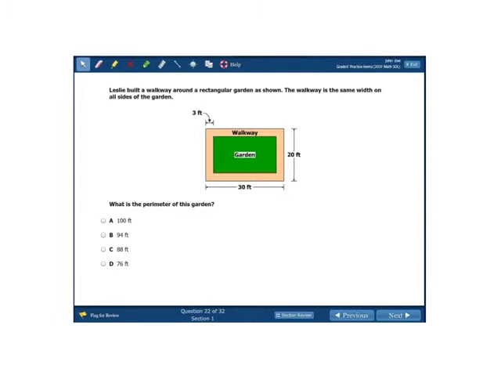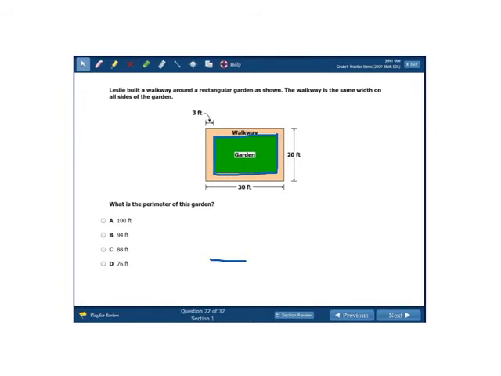Okay, Leslie built a walkway around a rectangular garden as shown. The walkway is the same width on all sides of the garden. What is the perimeter of the garden? So we want this distance. So we have to utilize the information they've given us and find that distance.